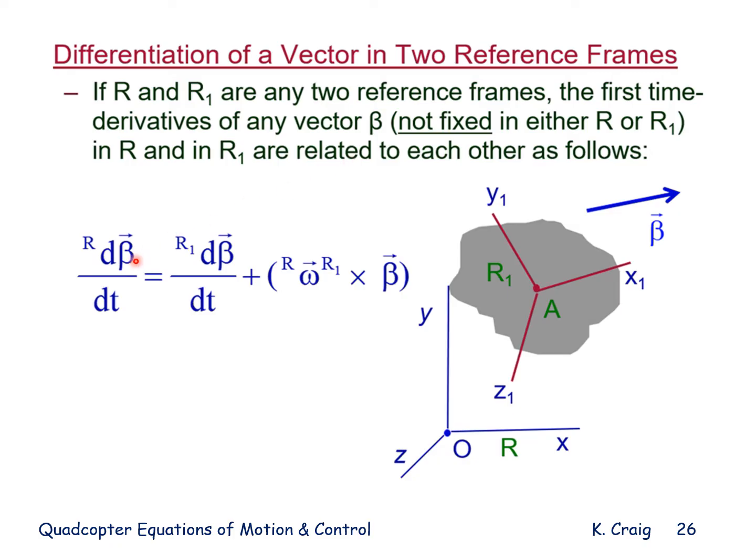The derivative of the vector beta in the R reference frame is equal to the derivative of the vector beta in the R1 reference frame plus the vector cross product of the angular velocity of R1 in R crossed with the vector beta. This is a very important relationship, and we will use it in our further derivation of the equations of motion.